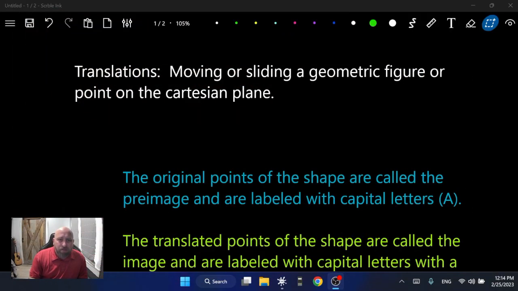Go ahead and look down here. Translation is moving or sliding a geometric figure or point on the Cartesian plane. So basically we're going to get a point and then we're going to move that point somewhere. Okay? It's that simple. It's really not complicated. There's a lot of vocabulary here and it may be words that you've never heard before, but when it comes down to it, we're just moving points. Okay? So they tell us where to move it and we move it. Okay, so let's get some of this vocabulary out of the way and let's do some of these.